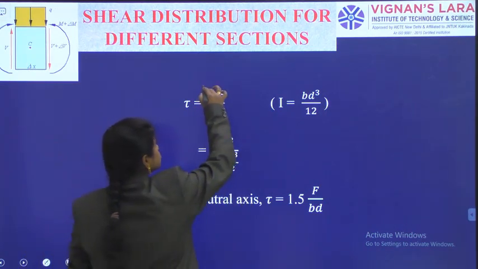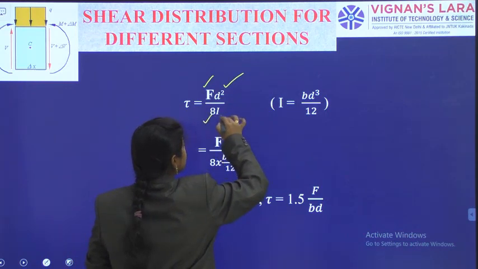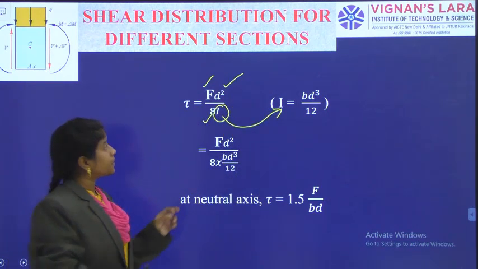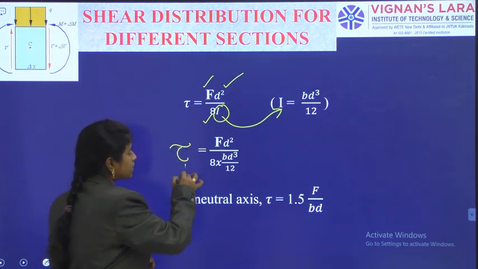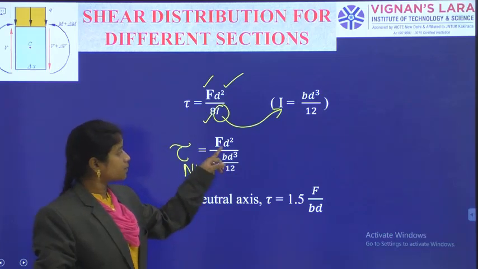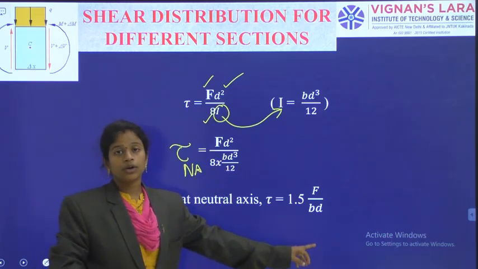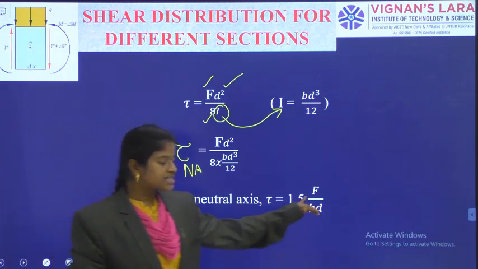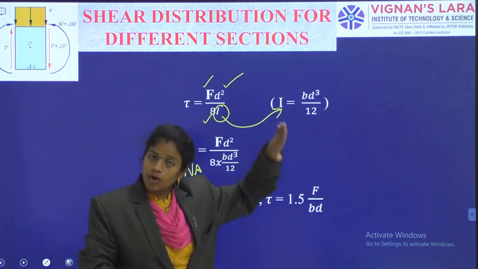So, substitution of F as it is, d square as it is, 8 as it is, only this I is equal to bd cube by 12. So, the shear stress tau at the neutral axis is equal to, cancelling all the terms, I have got 1.5 F by bd. So, what is this F? F is the shearing force at the section.